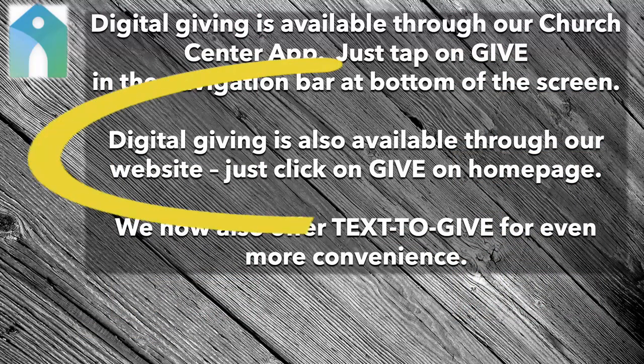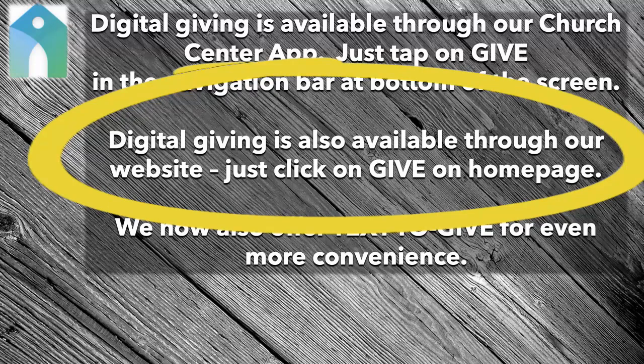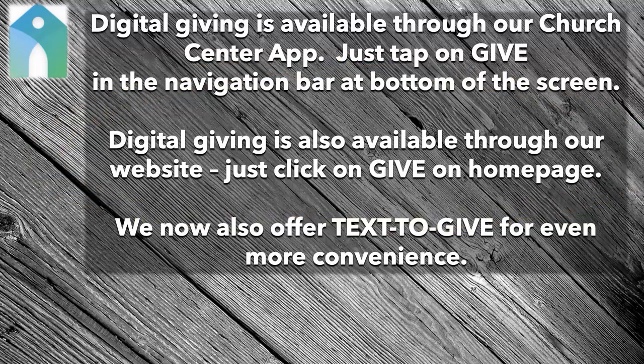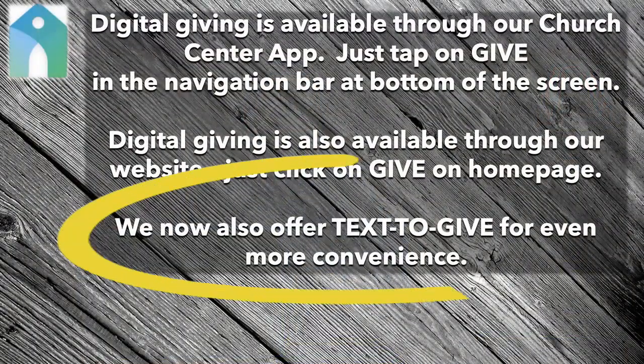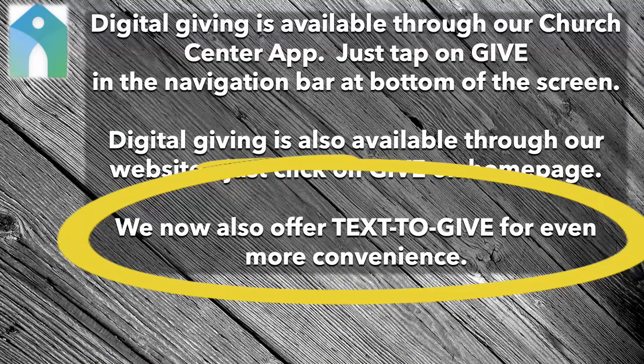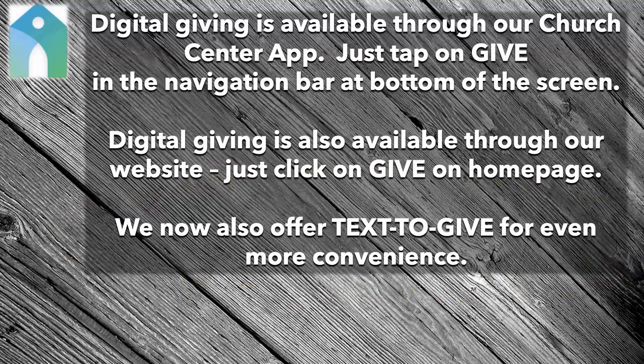The second way you can give digitally is by going to our homepage, www.centerforkbaptist.org, and simply clicking on Give to Center Fork, and that will take you directly to our Church Center giving platform and the new giving portal, and walk you through the steps. And it will look the same. Once you click on that link, it will look the same as it does on your phone, all of the menus and options. We also now offer a third way to give, which is text to give, which provides even more convenience, and I'm going to explain later in the video exactly how that works.